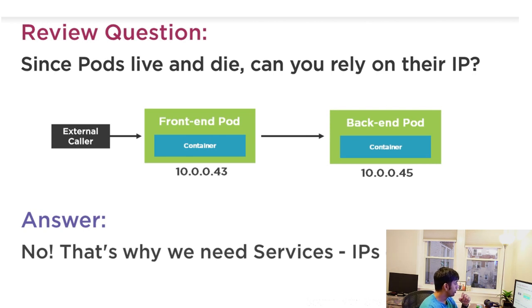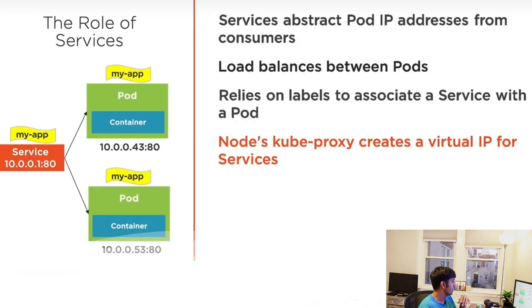It would change. So that's the answer. That's why we need a service IP. So the job of a service is basically to make sure that whatever happens to the pod IP, you have a constant IP or a domain. That's the job of a service in layman's language.